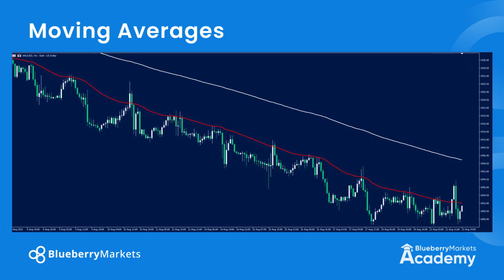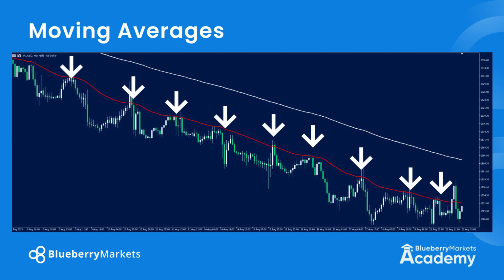The distance between the price and its moving average can indicate momentum. If the price is significantly above the MA, the market might be overbought. Conversely, if it's well below the MA, it might be oversold.